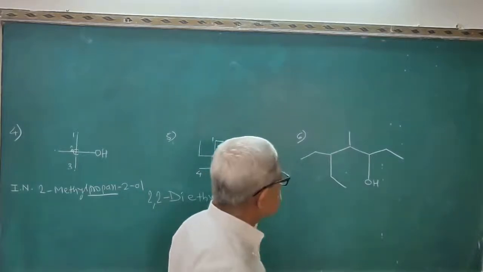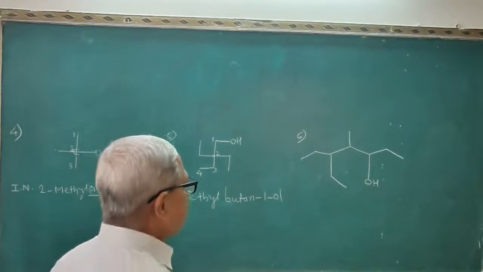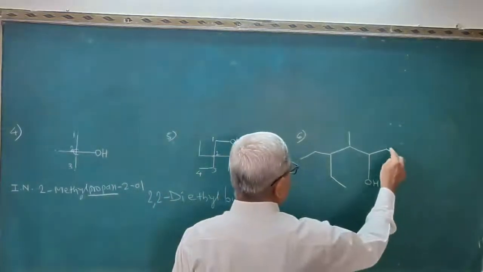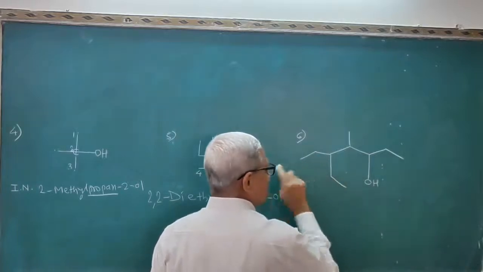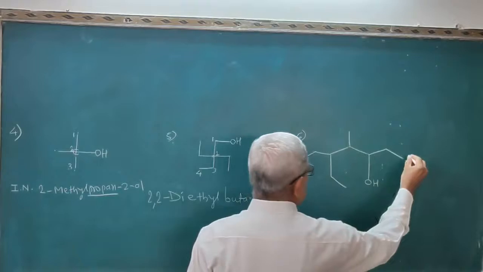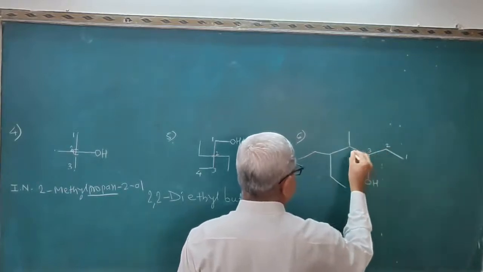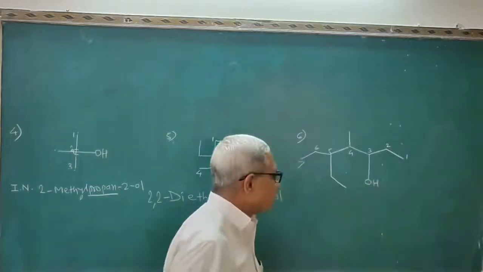This is one more example here. Now see here, you have to select the longest chain. See here, 1, 2, 3, 4, 5. You can go to this side or this side, both are correct. 1, 2, 3, 4, 5, 6, 7. 7 carbon atoms are in a straight chain. 3 is the lowest possible number.